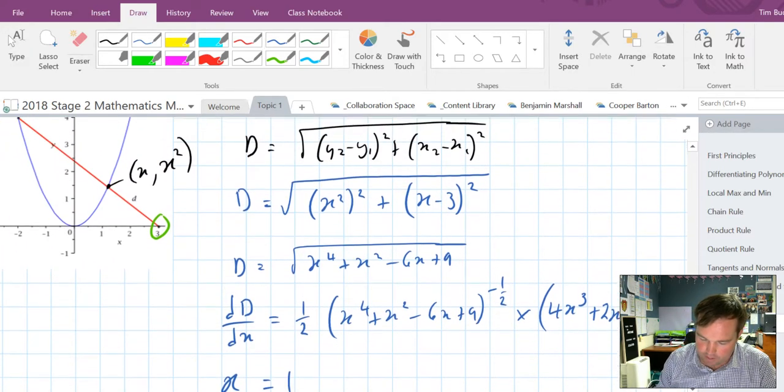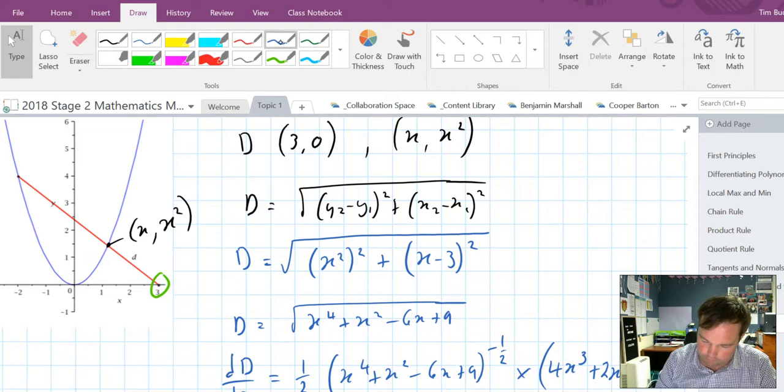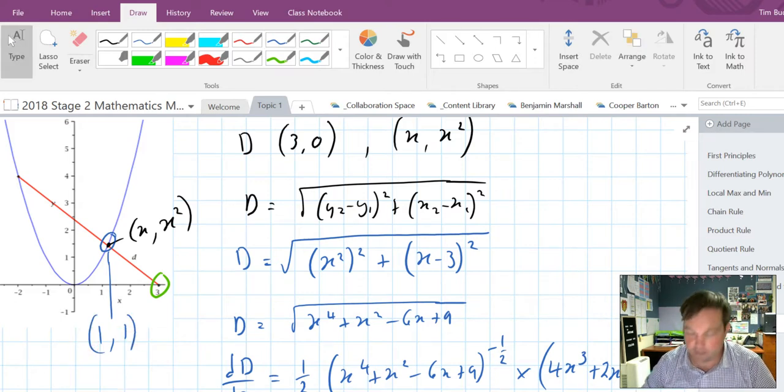because what that means is that the closest point from (3, 0) to the curve y equals x squared hits here when x is 1 and then y is 1 squared, which is 1. So (1, 1). Neat, huh?